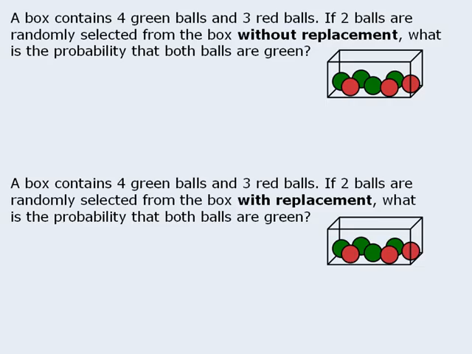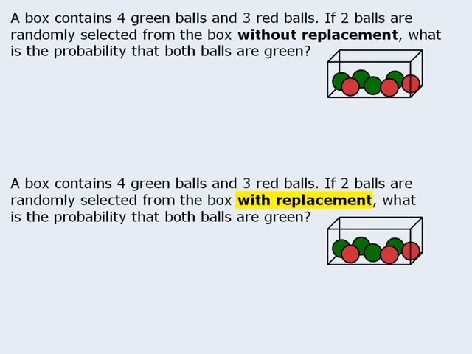selected balls are green. The only difference between these two questions is that in the first question, we are selecting the balls without replacement. This means that once the first ball is selected, it remains out of the box for the second selection. In the second question, we are selecting the balls with replacement. So after the first ball is selected, it is put back into the box before the second selection.